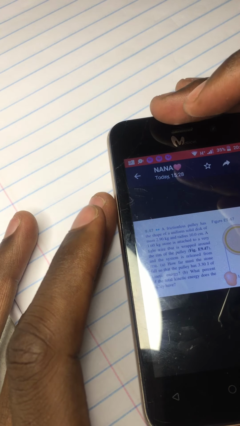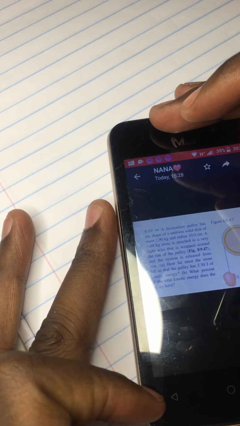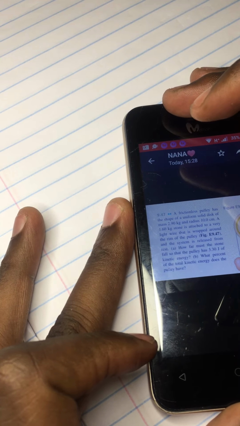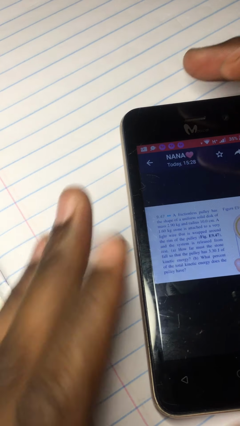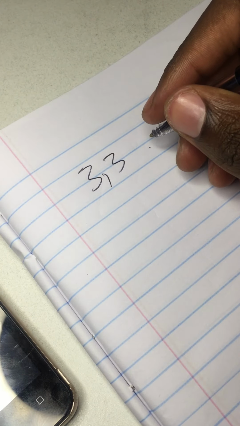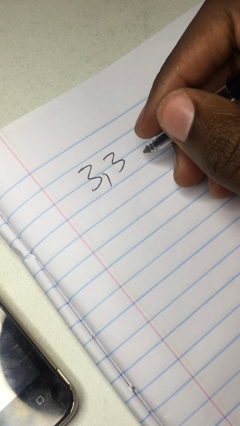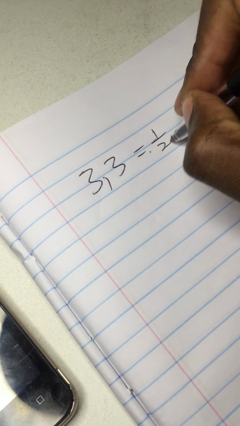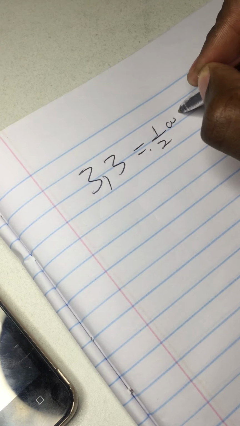That's rotational kinetic energy, right? B says what percent of the total kinetic energy does the pulley have, right? So what are we going to do there? We are going to do this. We are told that it's going to attain this amount of rotational kinetic energy, the final rotational kinetic energy, and it's equal to what? Half omega squared times I, right?